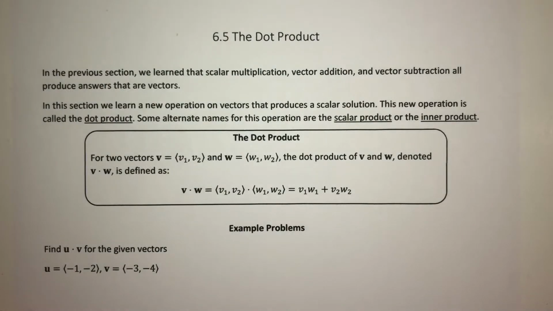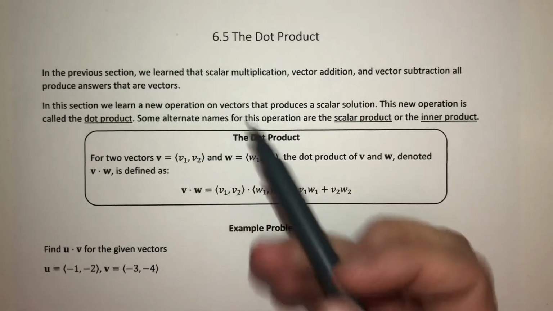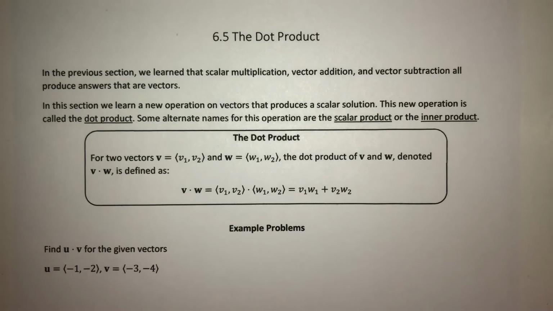This is section 6.5, the dot product. In the previous section, we learned that scalar multiplication, vector addition, and vector subtraction all produce answers that are vectors. In this section, we're going to learn a new operation on vectors that produces a scalar solution.